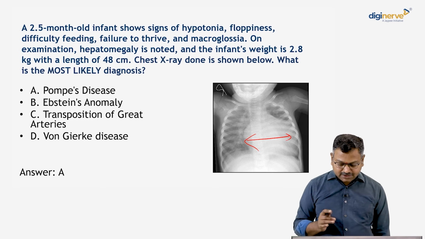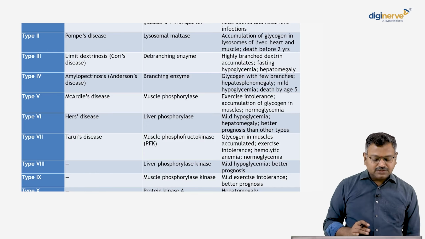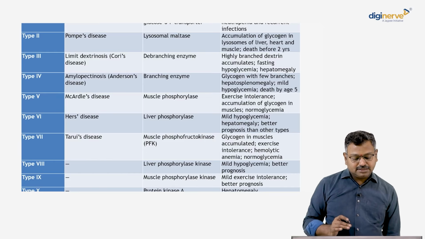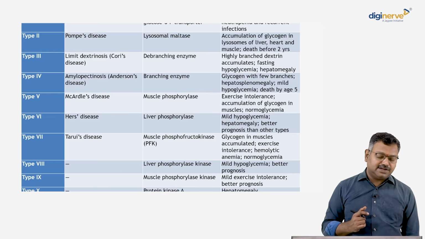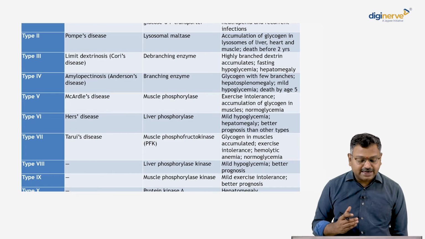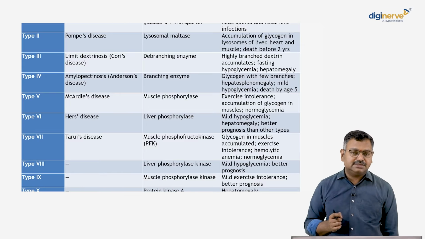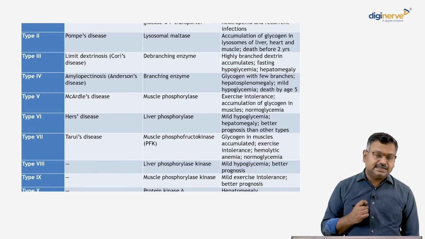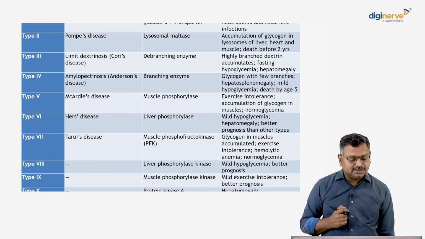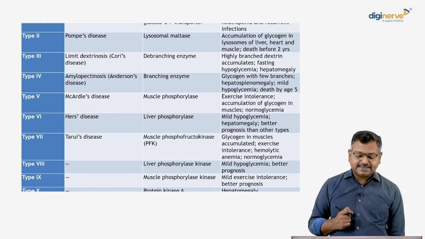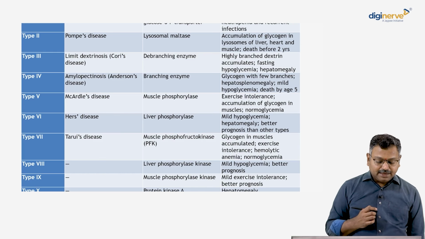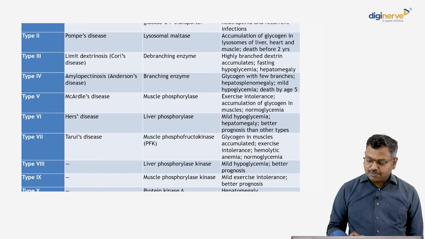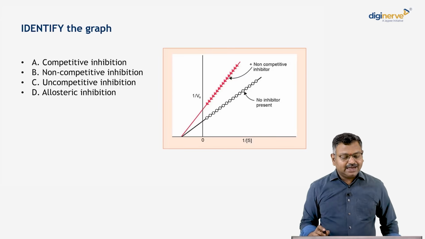Now it is important for us to understand what are the various types of diseases. So you see the first disease that you have here, that is von Gierke's disease. The type 2 is Pompe's disease, where you have the lysosomal maltase deficiency, and that causes the cardiac part. The type 3 is Cori's disease, the debranching enzyme deficiency presenting with hypoglycemia and hepatomegaly. Type 4 is Andersen's, where you have hepatosplenomegaly and hypoglycemia. Type 5 is McArdle's disease, exercise intolerance and normoglycemia. Hers' disease is type 6, Tarui's disease is type 7, and then you have the other less important ones that you would see.